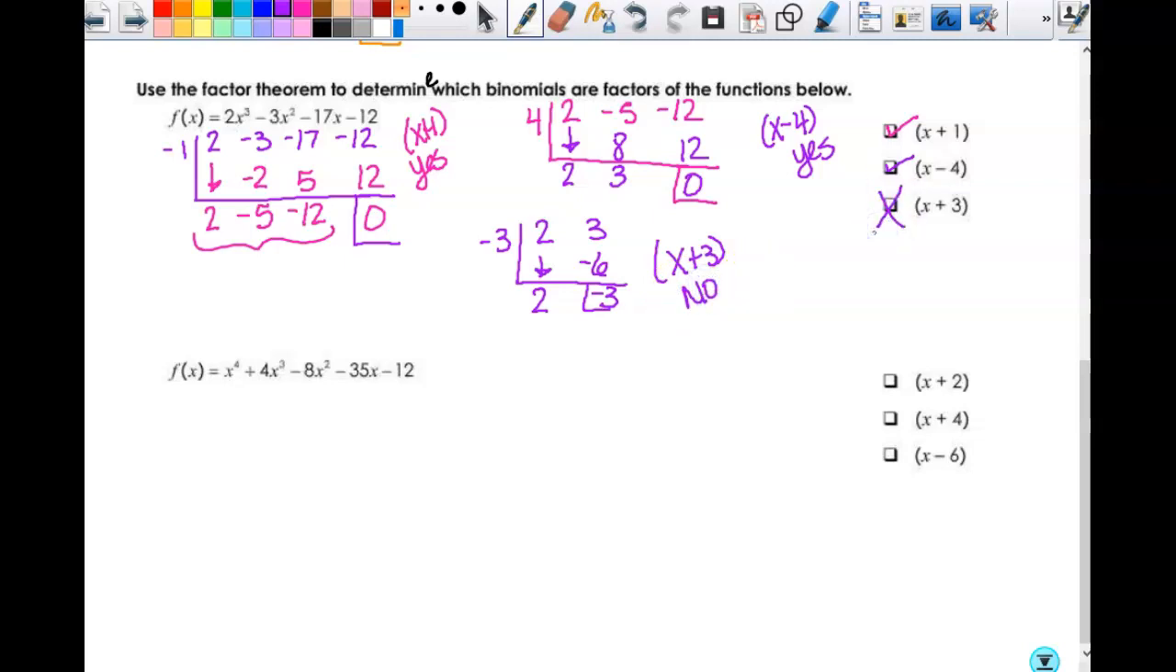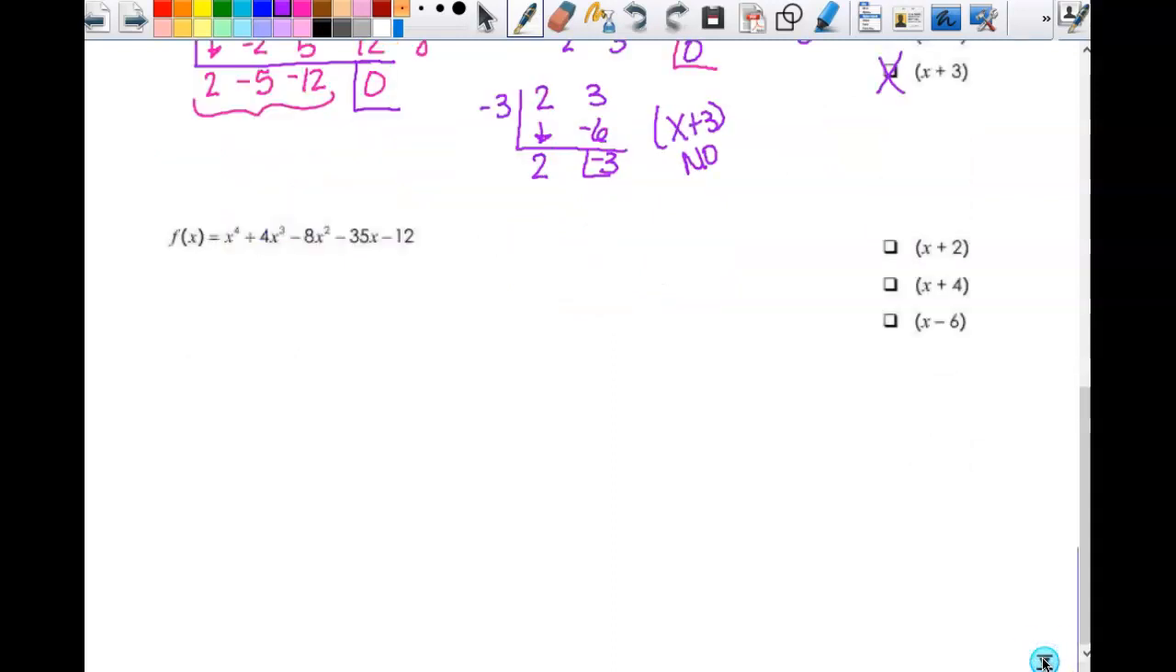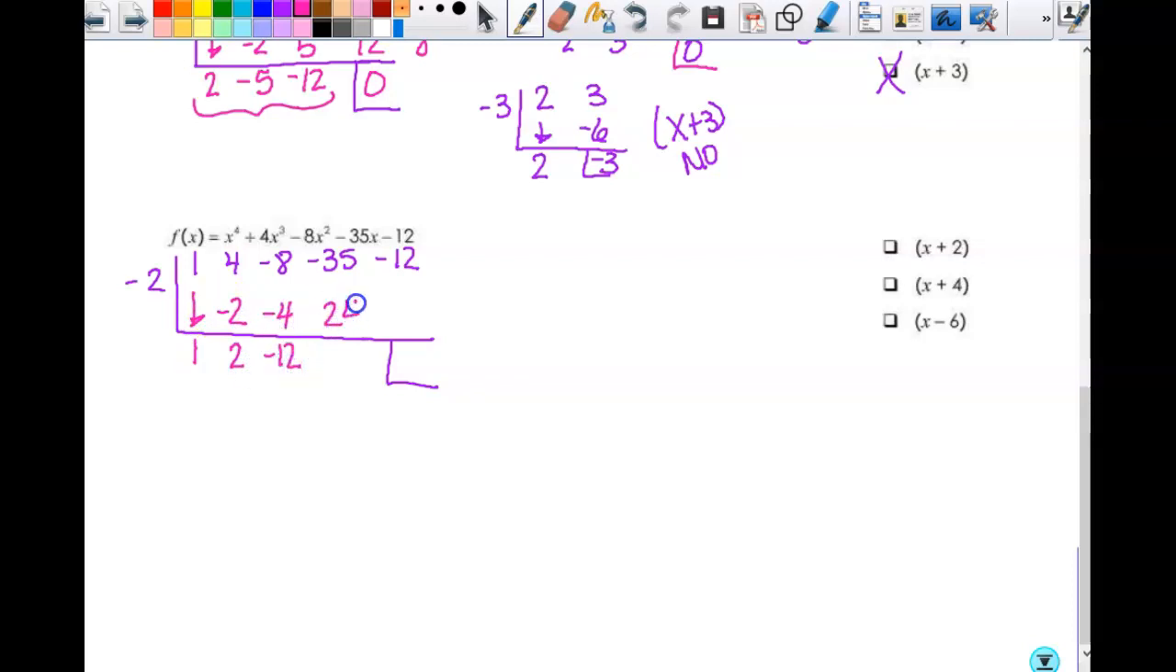Right. Moving on to the next one. I'm going to start with my x plus 2. So I'll have a negative 2 on the outside. My coefficients here are 1, 4, negative 8, negative 35, and negative 12. Bring down my 1, negative 2, 2, negative 4, negative 12, 24, negative 11, 22, and 10. So that means that x plus 2 is a no.